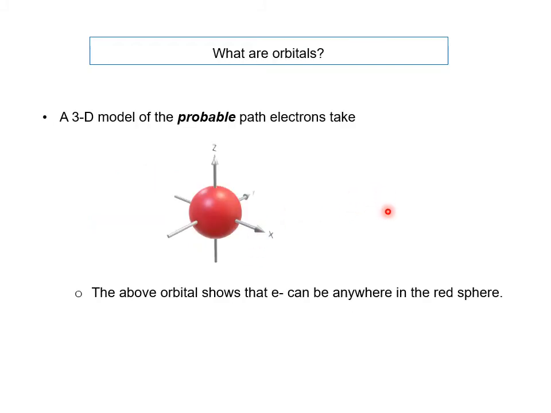Let's look at what orbitals are. Orbitals are three-dimensional models of the probable path that an electron will take. So the sphere shows us that an electron could be anywhere inside of this sphere at any given moment. It's not like the Bohr model where it tells us exactly the path that an electron follows. It just gives us the probable path.